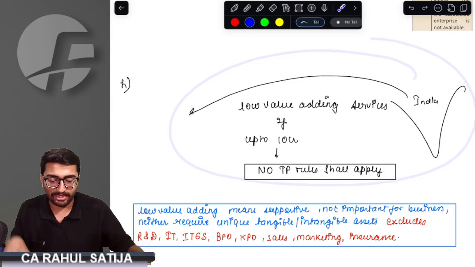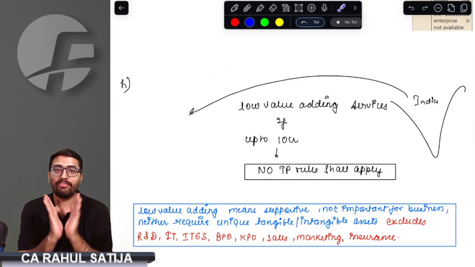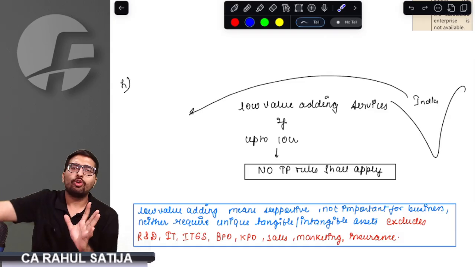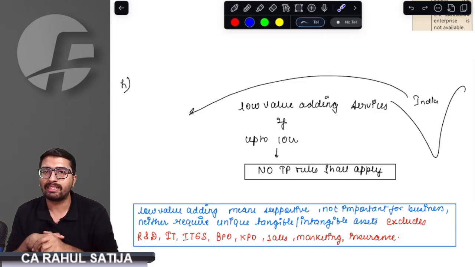What all things are to be added, sir? If an Indian entity has provided low value adding services, what do low value adding services imply?